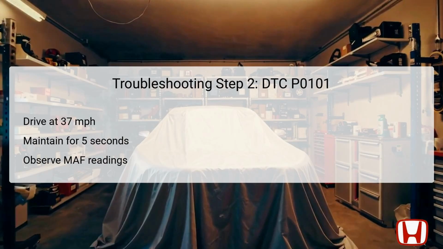In the second troubleshooting step for DTC P0101, the vehicle should be driven at a steady speed of 37 miles per hour, approximately 60 kilometers per hour, for a minimum of 5 seconds. This phase allows the MAF sensor to provide real-time data during normal driving conditions, ensuring that it accurately reflects airflow into the engine. Maintaining a consistent speed is crucial because fluctuations in speed can lead to variable air intake readings, complicating the assessment of sensor performance.